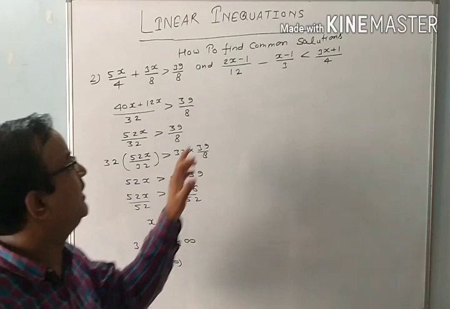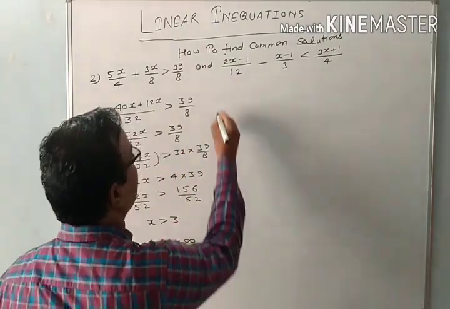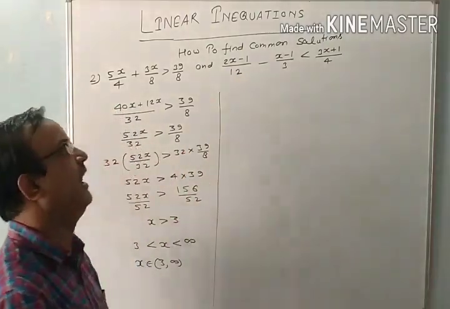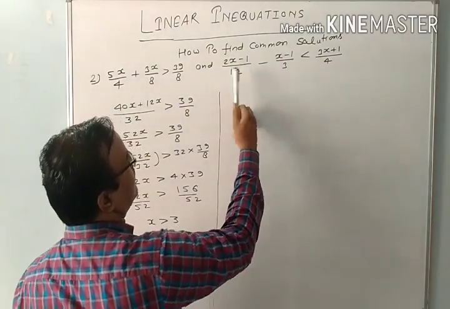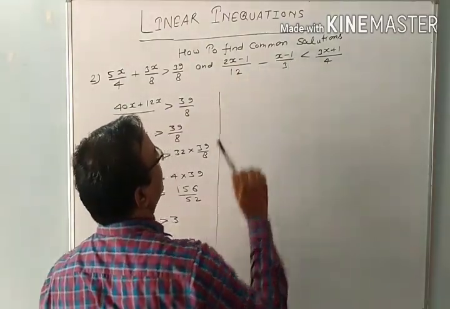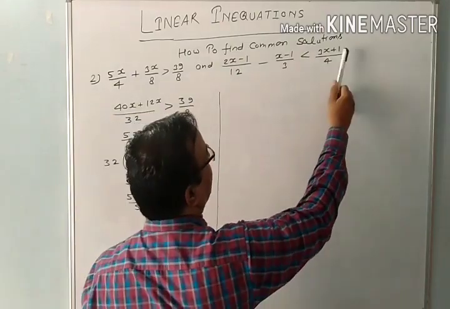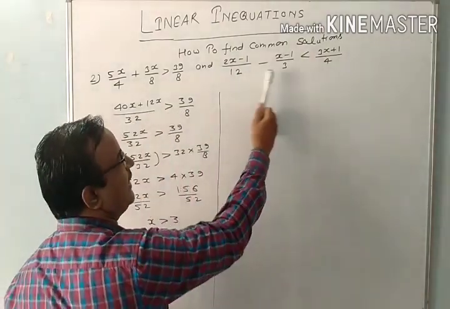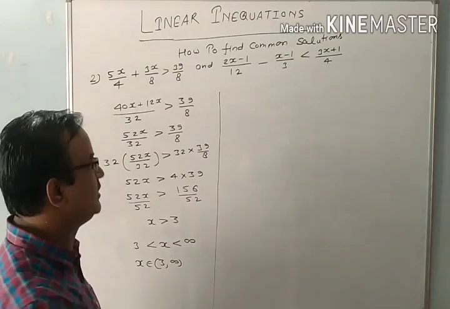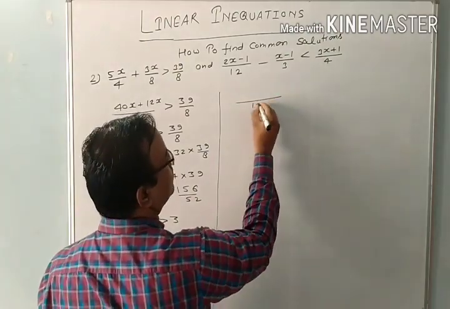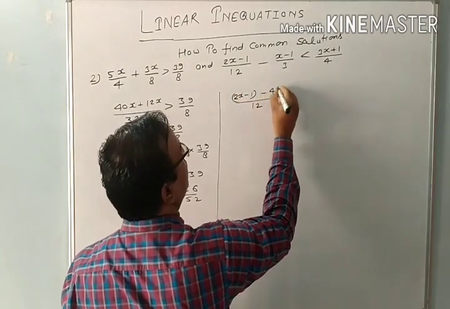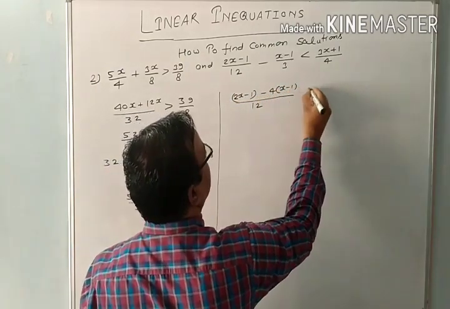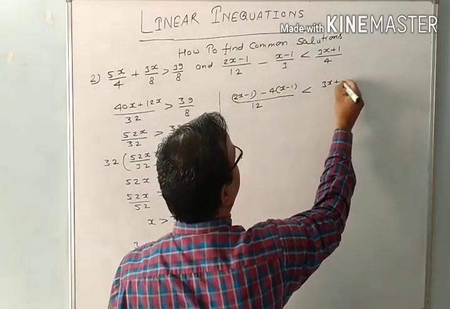And now we will solve the second given linear equation. And after that we will find a common solution. So it is 2x minus 1 by 12 minus x minus 1 by 3 is less than 3x plus 1 by 4. First of all we will find the LCM of 12 and 3, which is 12 here. So it is now 2x minus 1 minus 4 into x minus 1 is less than 3x plus 1 by 4.